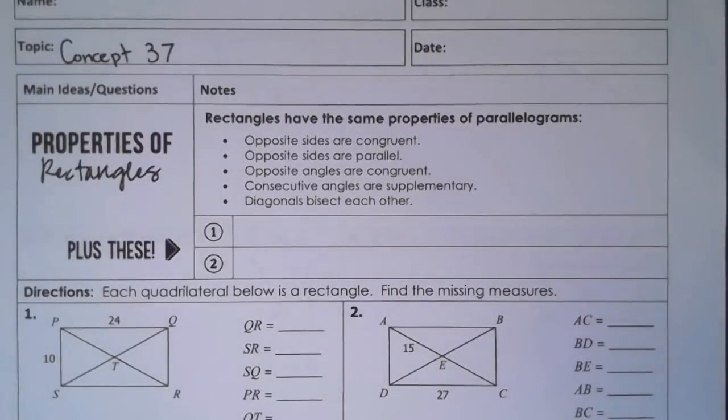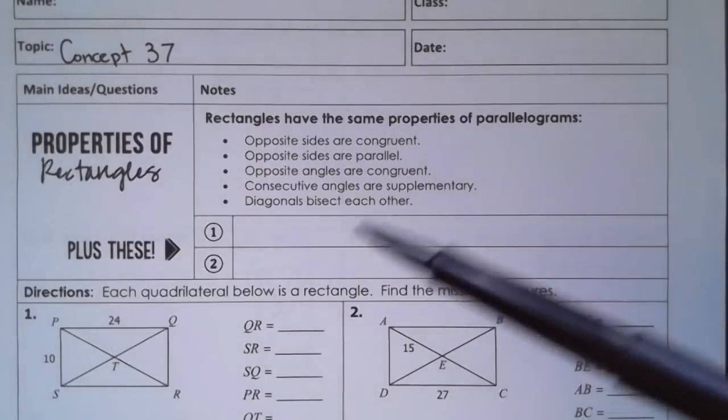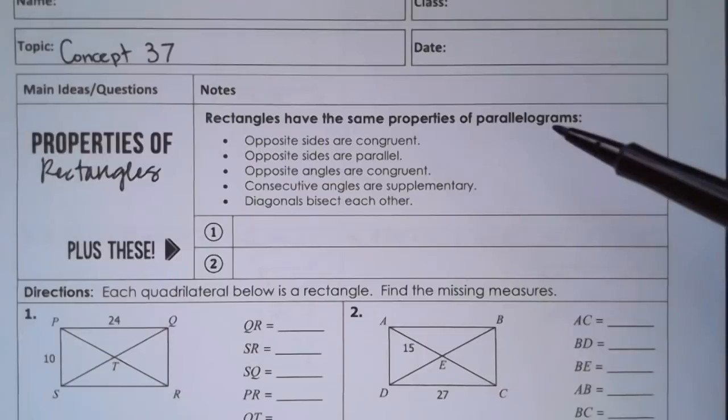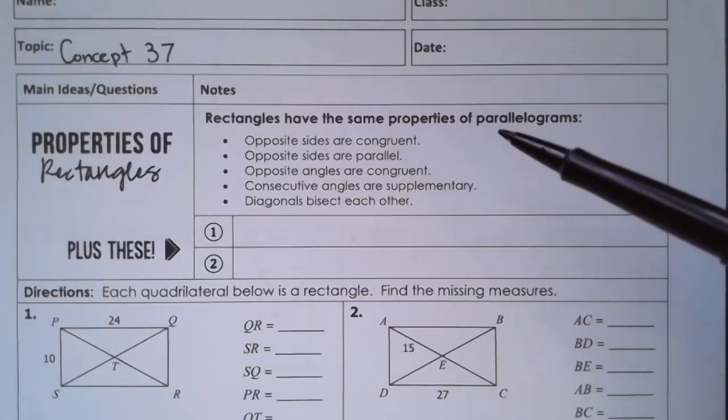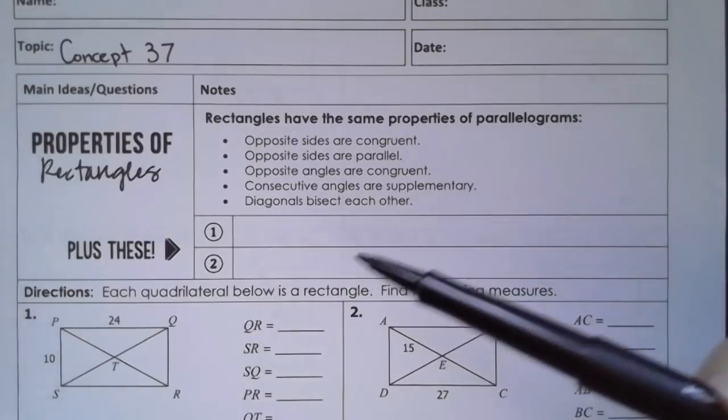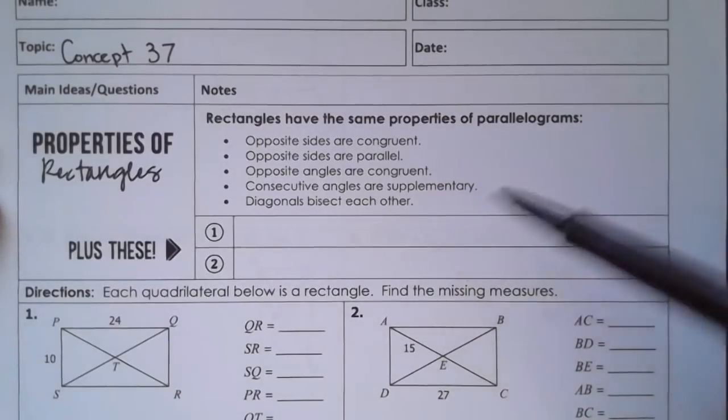This is concept 37. In this one we cover the geometric features and properties of rectangles. Rectangles have the same properties of parallelograms, so just take a moment, pause this video, and reread the 5 properties of parallelograms. So it's those 5 properties plus these.